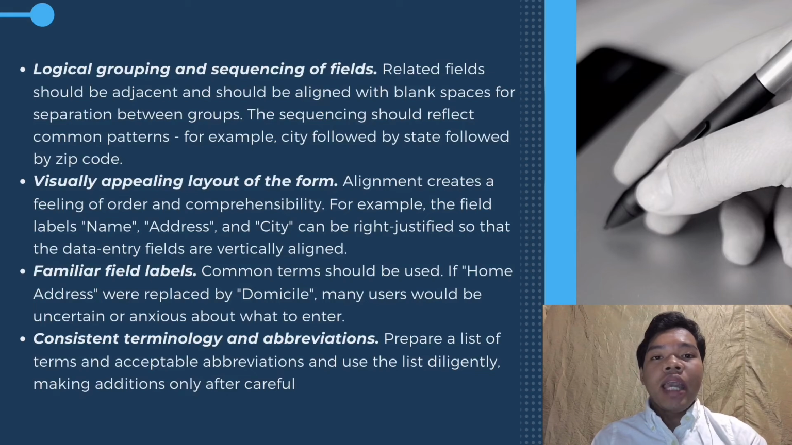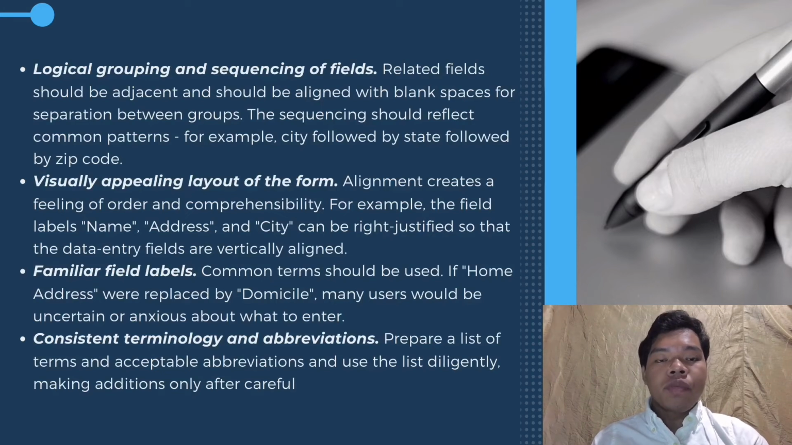For example, the field labels name, address, and city can be right justified so the data entry fields are vertically aligned. Next, familiar field labels. Common terms should be used. If home address were replaced by domicile, many users would be uncertain or anxious about what to enter.